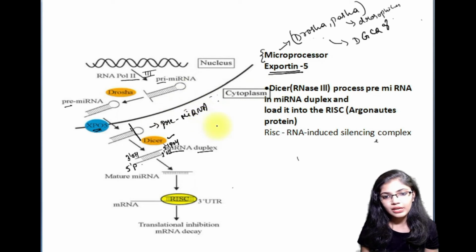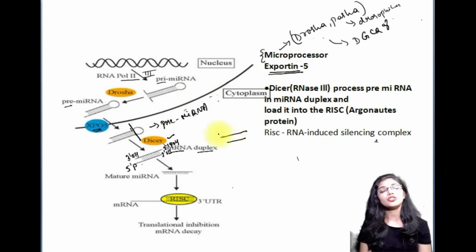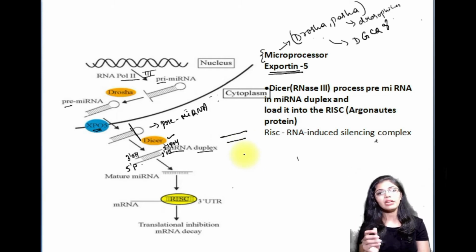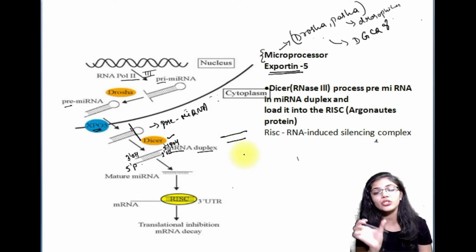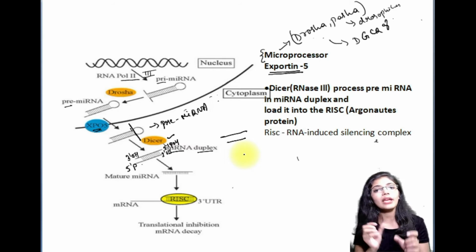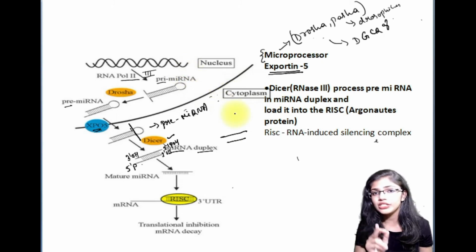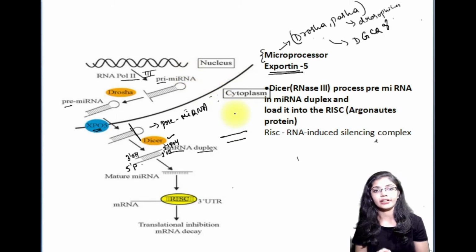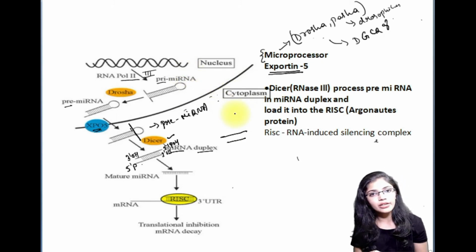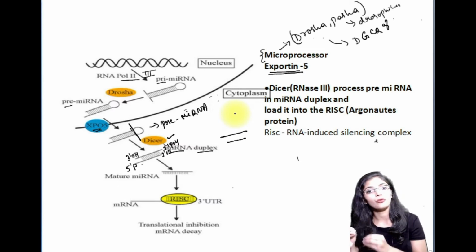Now when we talk about the silencing of the mRNA, how will it be silenced? Here we are having a duplex. Here a duplex is present. Now this duplex will form a single strand. One strand will be cleaved for the process to be done. Why does this need to be cleaved? We will understand that. Here only one strand will be present and one will be degraded.